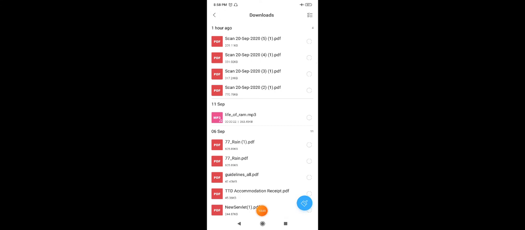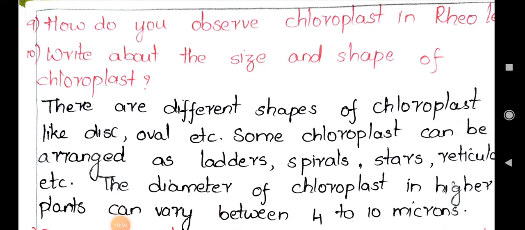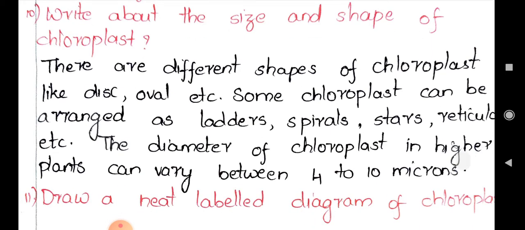Next, going to the 10th question. The 10th question is: write about the size and shape of the chloroplast. Already we have discussed in the previous question that there are different shapes for the chloroplast. They may be disc shaped, they may be oval shaped, and sometimes the chloroplasts may be arranged as ladders, or as spirals, stars, reticulates, etc. So this we have already discussed in the previous question.